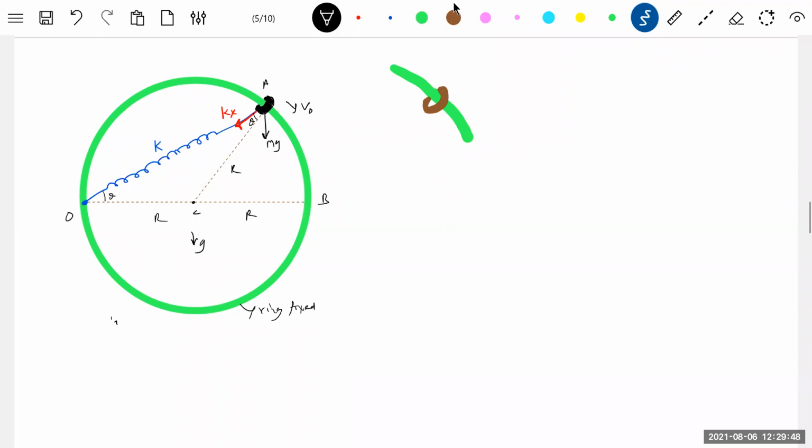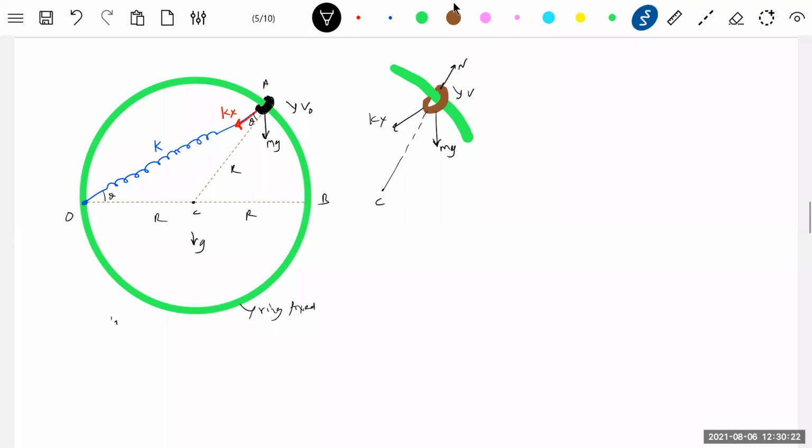So here, how are the forces acting? Spring force, this is the force towards the center, and the weight mg will act here. The normal contact by the ring on the bead should be radially outward. It should not be shown against kx or mg. It should be along the normal. This will be the common normal. Am I right?